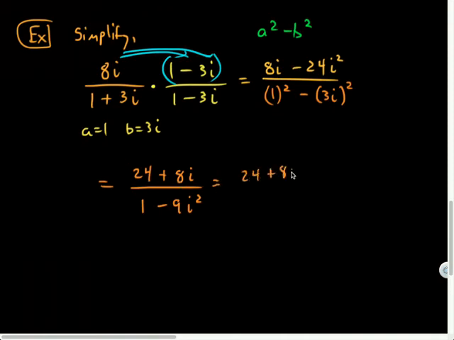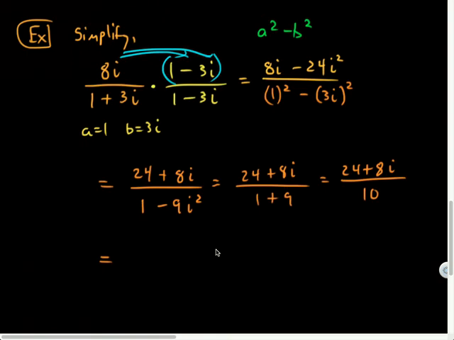24 plus 8i over. i squared is the same as negative 1 times negative 9 is positive 9. So that's 1 plus 9. So that's 24 plus 8i. I might be taking more steps than I need, but that's okay. Since you're going so fast. Equals 24 plus 8i divided by 10.